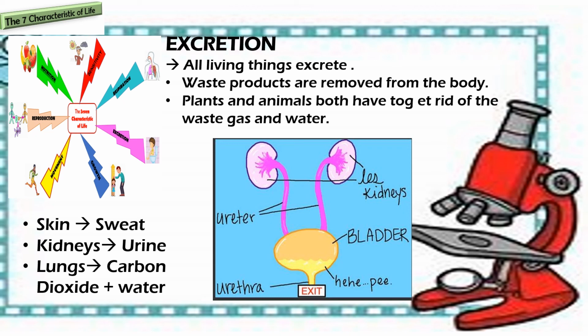Then you have the sweat, and the kidneys, then you have your urine. That is why you need to urinate every now and then. Then the lungs, that is the carbon dioxide. That is the one you are exhaling. You are inhaling oxygen, then of course you are exhaling the carbon dioxide, and that is for humans. But the plants, of course, they excrete the oxygen and they take in the carbon dioxide.